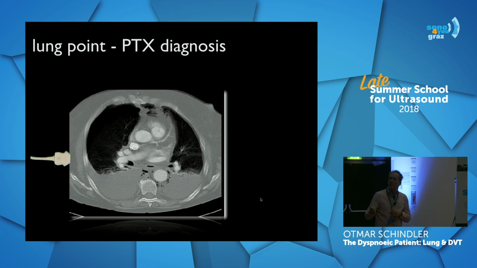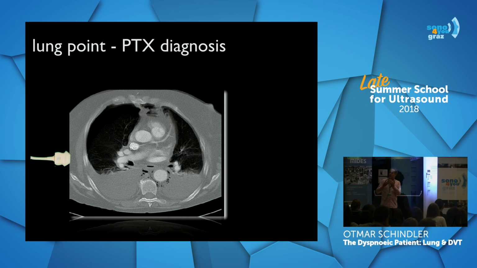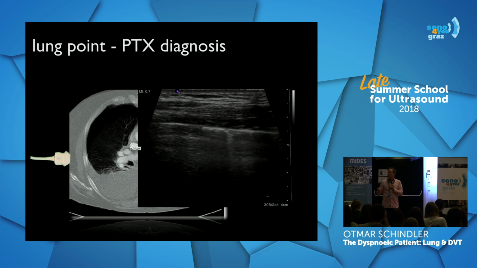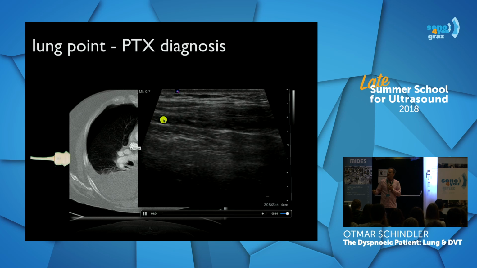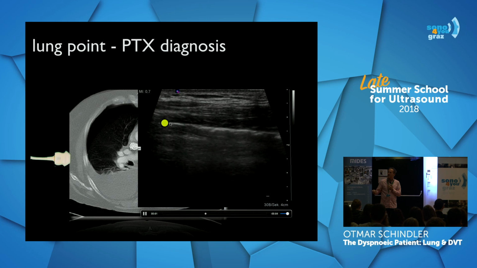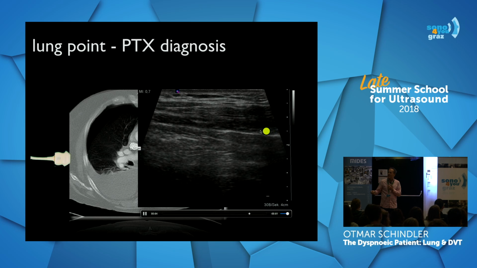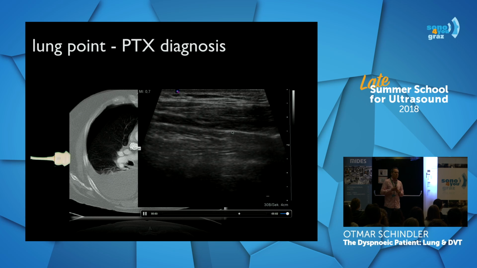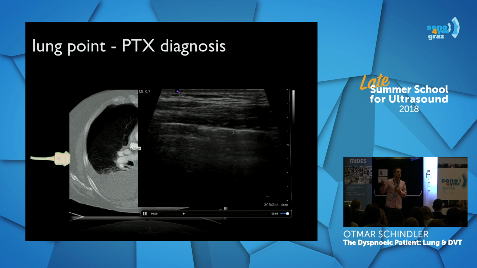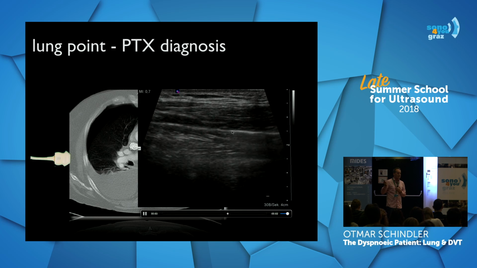If you put your probe a bit backwards, where the lung comes in contact with the thoracic wall, you will see this sign. So here there is no motion, no lung sliding, this is pneumothorax, and here you see the lung sliding, and it's coming in with every breath and going out. That's the lung point. If you see that, you can be sure you have detected pneumothorax.